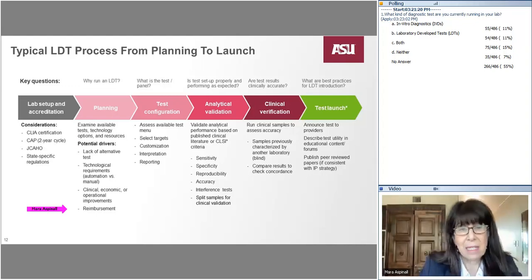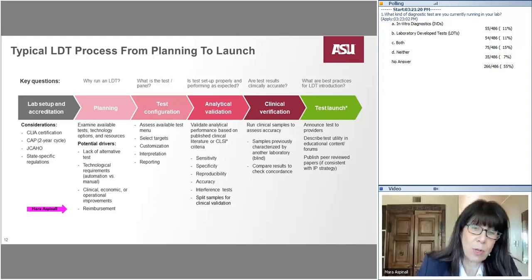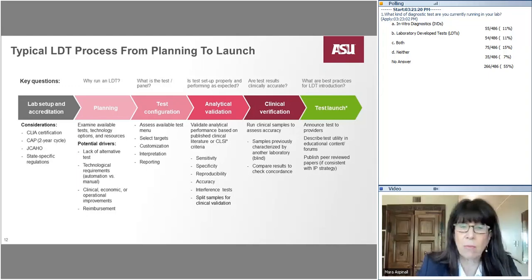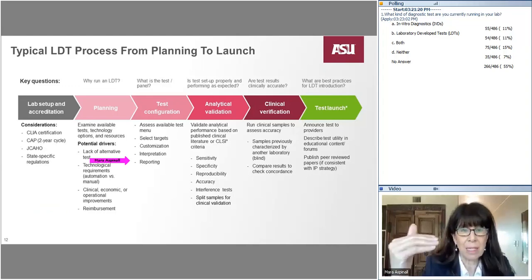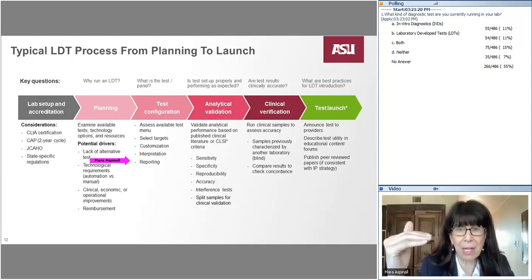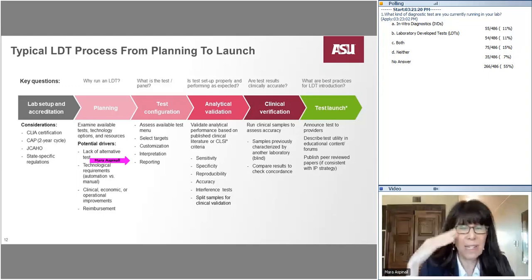What is the test menu? What are the targets? How do you customize it? How are you going to interpret it? And I'm going to emphasize here reporting. I can't say enough about this. So many people creating tests, they're so excited about it, and they didn't think through what the actual report is. And it says, well, we can do that later.